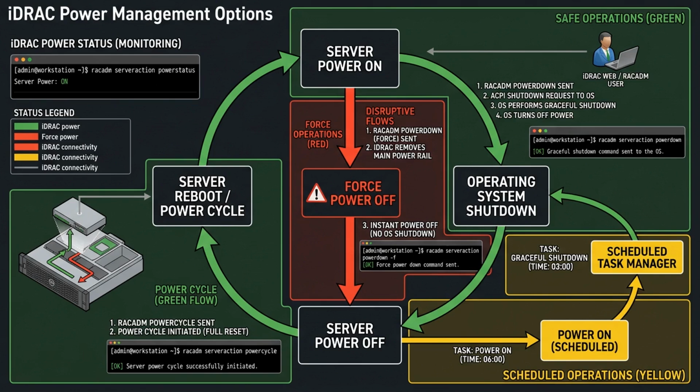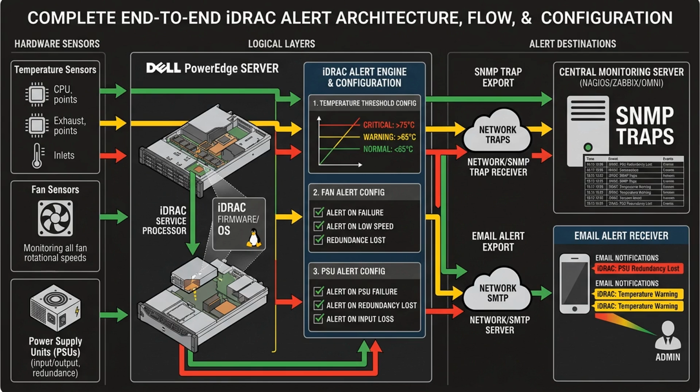Use RACADM power down for scripted graceful shutdowns. Use RACADM PowerCycle for scripted server reboots. Use RACADM power on to start a server that is powered off. Always prefer graceful shutdown to protect data integrity. Use force off only as a last resort in production.